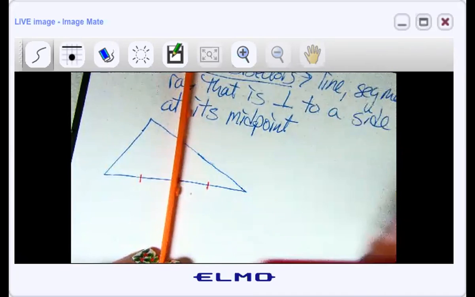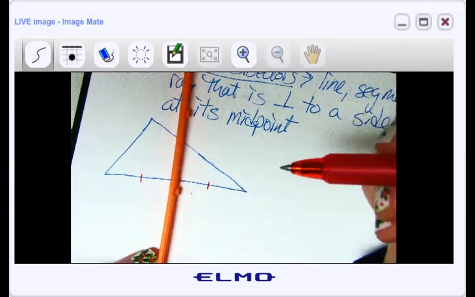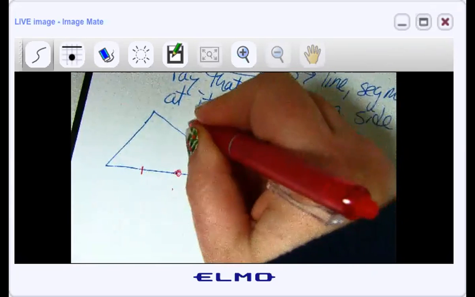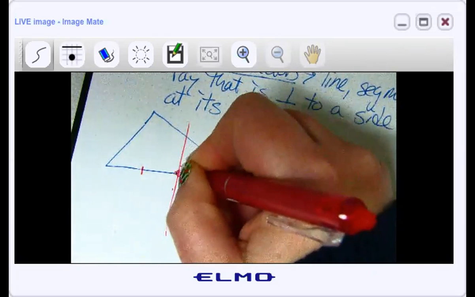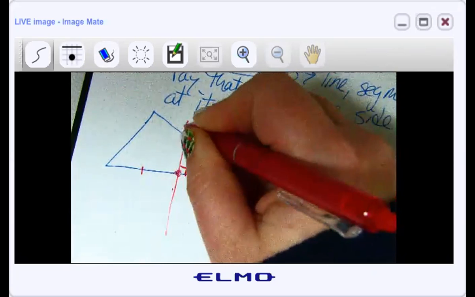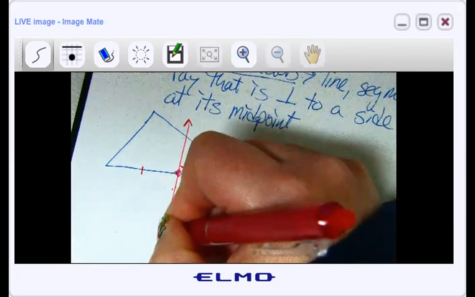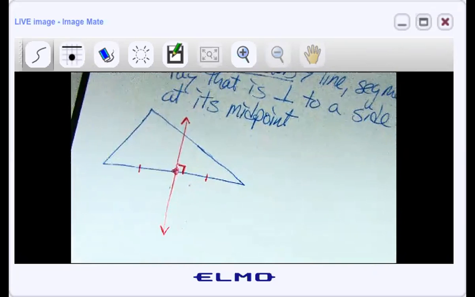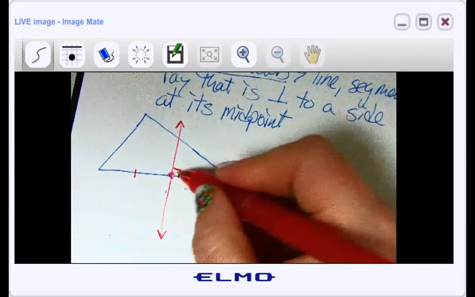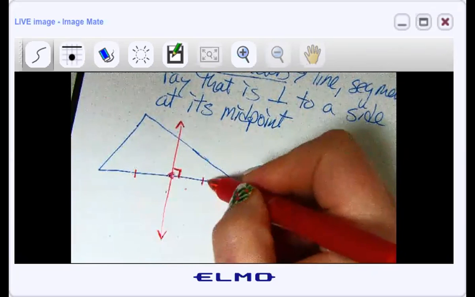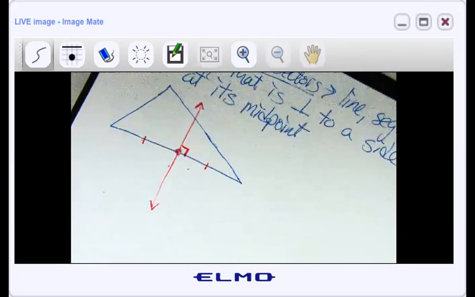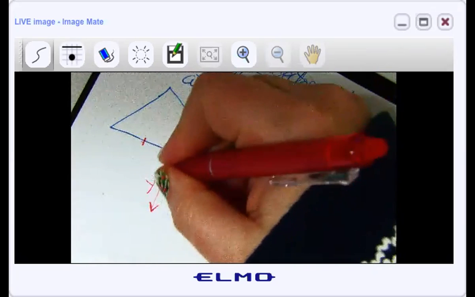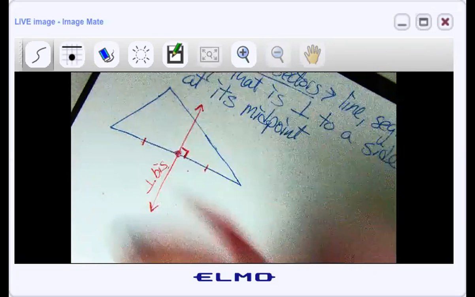So my perpendicular bisector would have to look something like this. So it's got to be some line or segment or ray, and it's got to be perpendicular right there. And it's got to pass through that midpoint. So the name says it all. Perpendicular, check. Bisector, check. All right, so this line we would refer to as a perpendicular bisector.